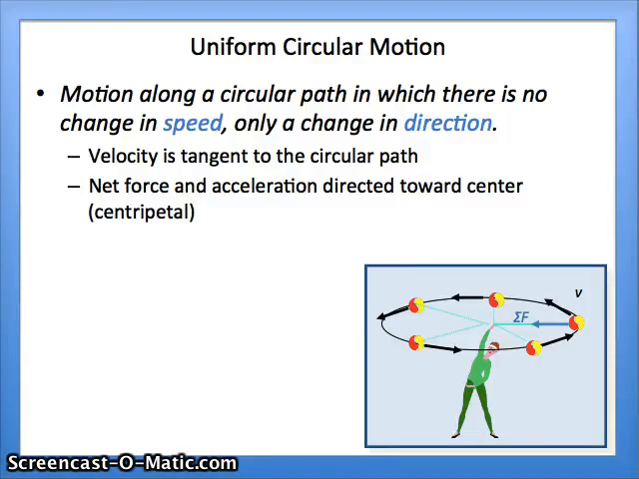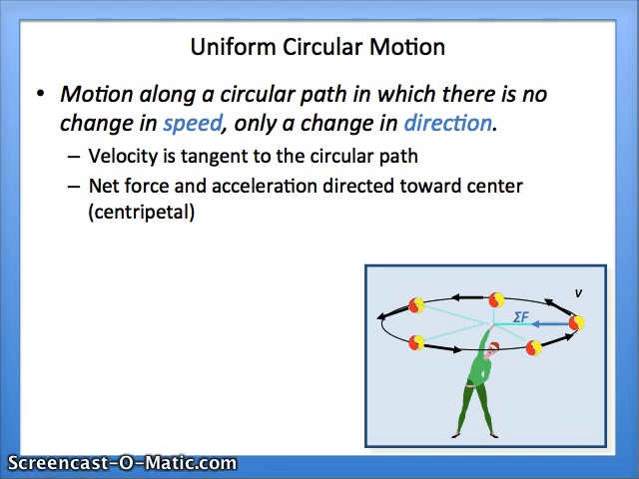So what is uniform circular motion? This is motion where an object moves along a circular path, but it moves with a constant speed. The only thing that's changing is the direction of the object's motion. But because velocity includes both speed and direction, there is an acceleration associated with this. There is a change to the velocity, it's just not a change in speed.